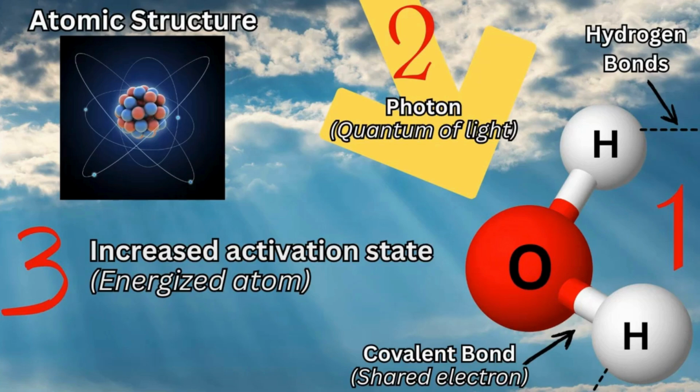It's a unit of energy. And what happens is this energy is absorbed into the water vapor, it becomes activated, and it goes through increased activation states, and it becomes more and more energized until the bonds between the atoms are actually going to break. So the covalent bonds, the hydrogen bonds are all going to break due to this energy being absorbed and the atom becoming more energized and more activated.